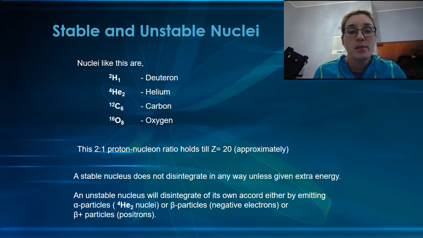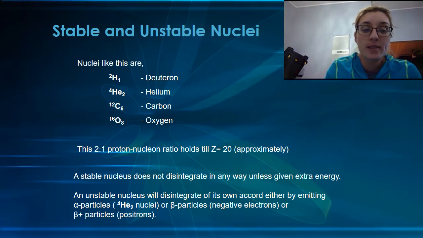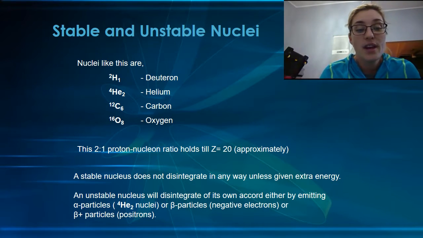So, stable and unstable nuclei, continued. Nuclei like deuterium, which is 1 proton and 1 neutron, and helium, which is 2 protons and 2 neutrons, and then we have carbon, which is 6 protons and 6 neutrons, and oxygen, which is 8 protons and 8 neutrons.